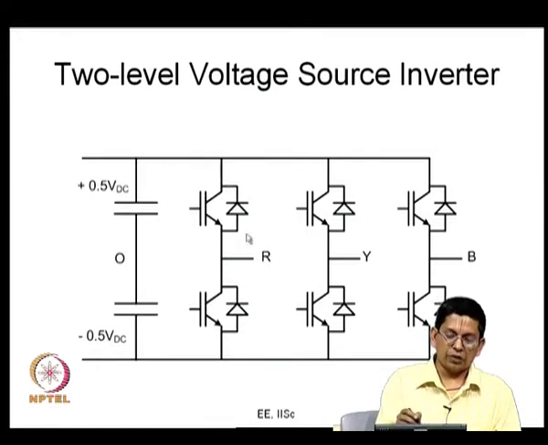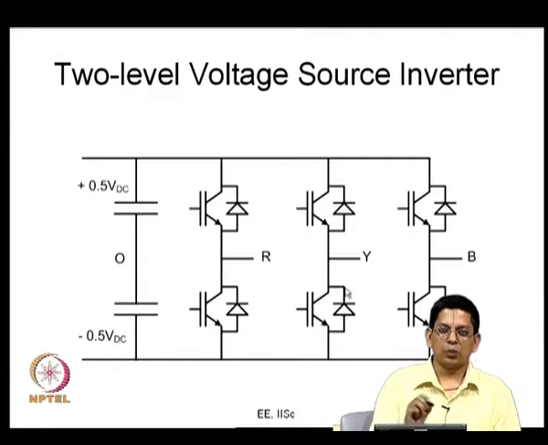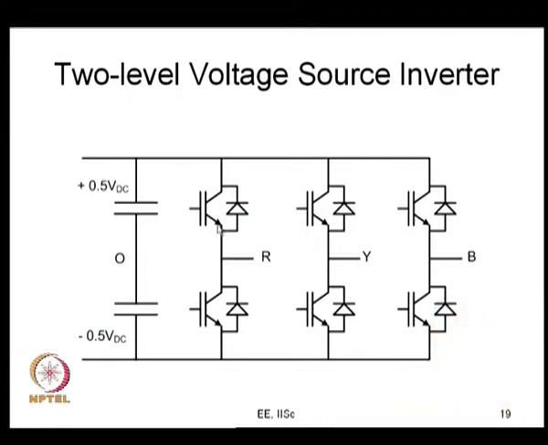For example, if the R phase top device is on, then VRO is plus VDC by 2. If the R phase bottom device is on, then VRO is minus VDC by 2. The same goes for Y phase and B phase, and you totally have 8 different combinations, because R top or bottom can be on, Y top or bottom can be on, B top or bottom can be on. So, 2 multiplied by 2 multiplied by 2. So, there are 8 possibilities, which are called 8 different states of the inverter. And for these 8 different states of the inverter, the inverter produces 8 sets of output voltages.